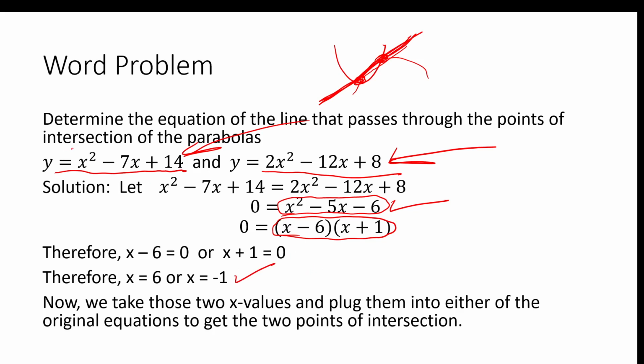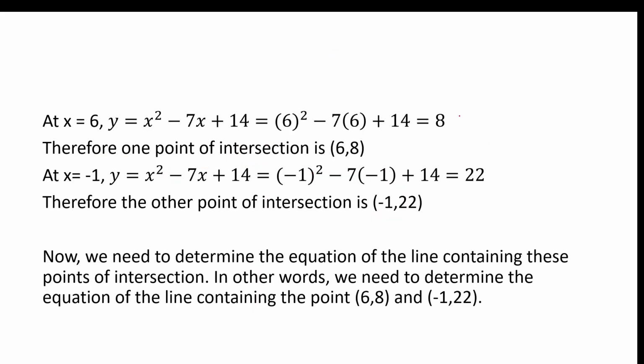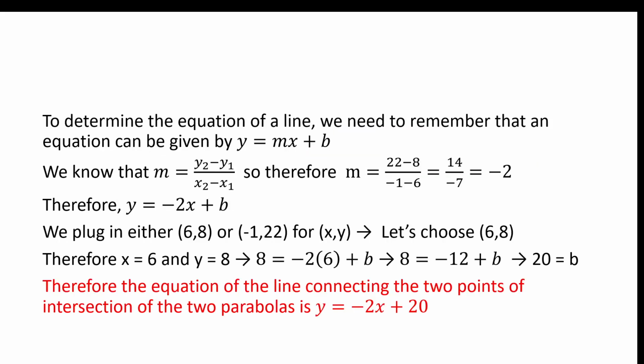Now we can take that x value of 6 and plug it into either the first or second expression. We'll get the same answer either way. Same with the x value of negative 1. So at x equals 6, we see y is 8, and at x equals negative 1, we see y is 22. And so we've got a couple points of intersection, one being 6, 8, and one being negative 1, 22. Now what we're going to do is go back in time, see if we can remember our grade 9 math, and find out the equation of the line connecting those 2 points.